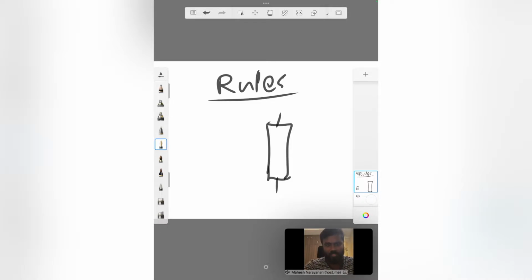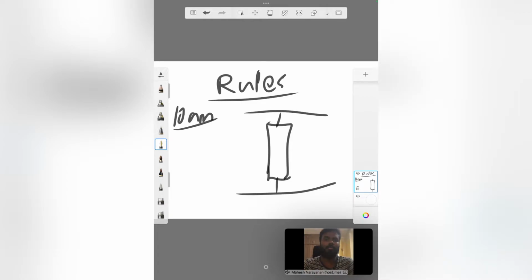So let's say this is the candle. What you have to do at 10 a.m. is mark the high and low of that particular candle. Whichever direction the next candle goes, suppose the next candle is crossing the high, then you have to enter the trade here and your stop loss will be this point.